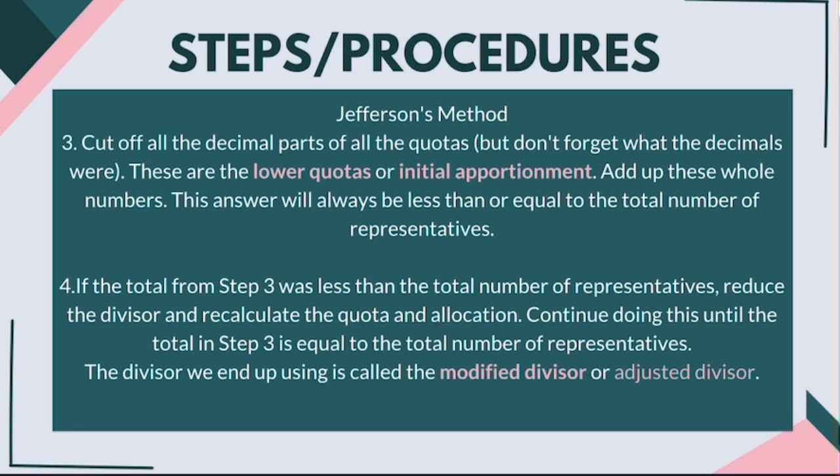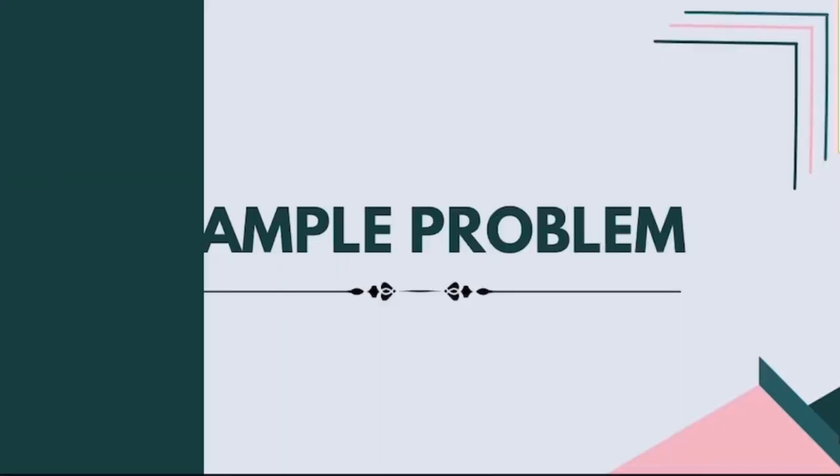We actually change the divisor, and in Jefferson's method, we reduce the divisor. We continue doing this until the total from step 3 is equal to the total number of representatives. The divisor we end up using is called the modified divisor or adjusted divisor. So that's all for the steps and procedures of the Jefferson method.